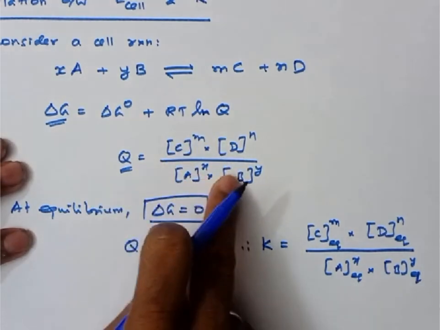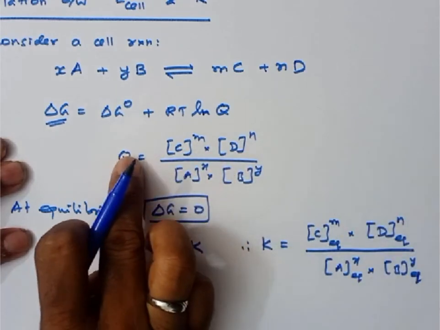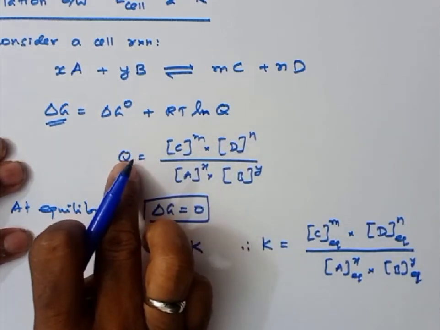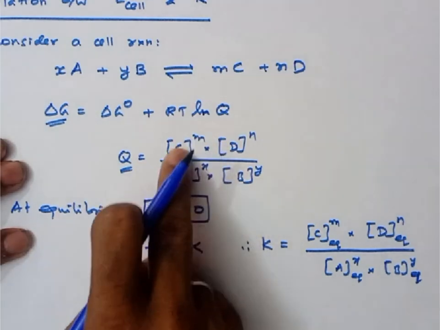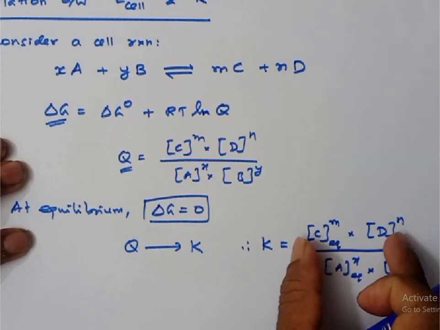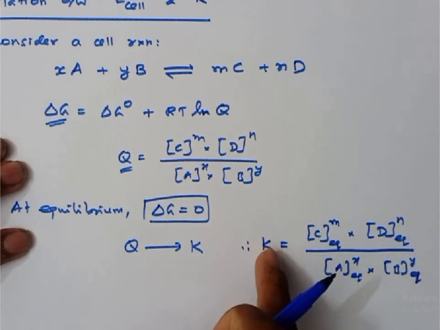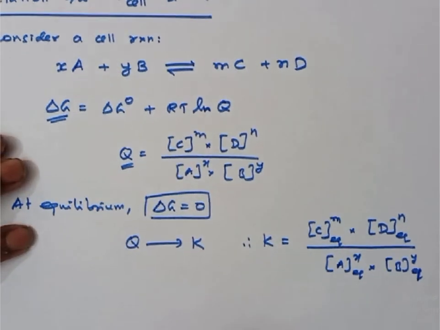Here the concentrations are not at equilibrium. If the concentrations are not at equilibrium, then this ratio is called Q. Once the reaction attained equilibrium, now we should put equilibrium concentrations here. This ratio containing equilibrium concentrations is called the equilibrium constant. So Q becomes K at equilibrium.